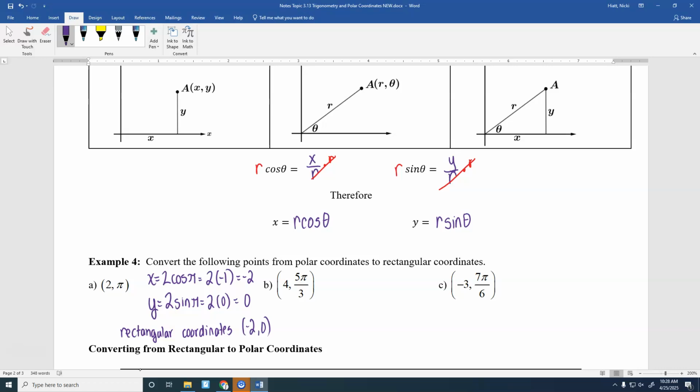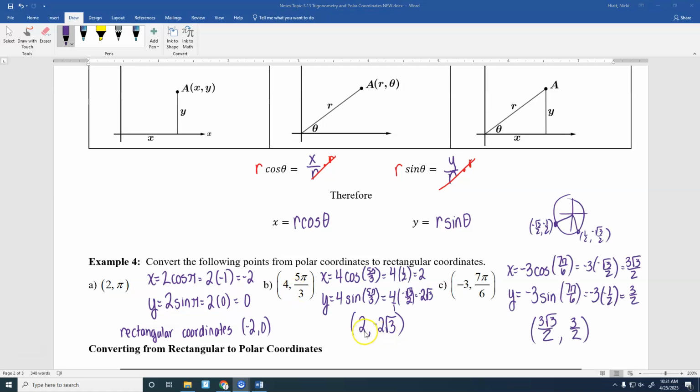Okay, so do the other two for me there. You should get 2, -2 root 3. You might have -4 root 3 over 2. That 4 and 2 can just reduce to make it a 2 right there. And then C, you should have 3 square root of 3 over 2 and 3 halves.